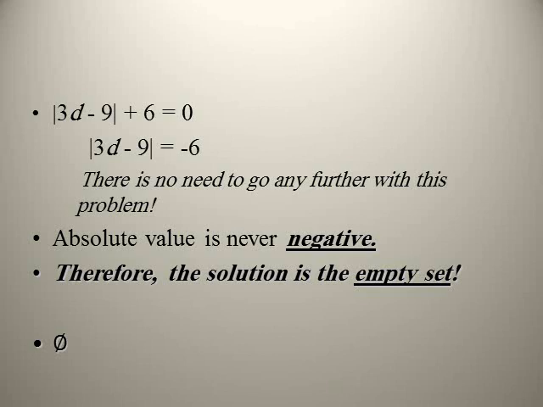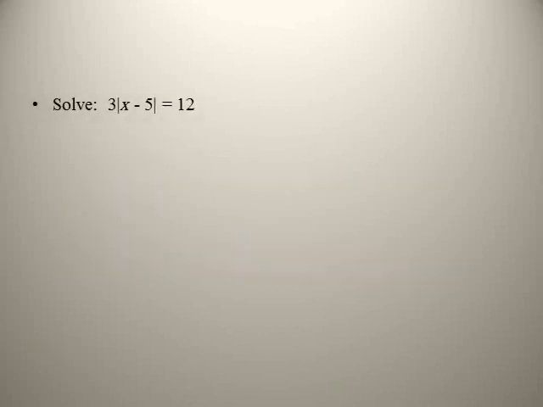That means number 5: 3 times absolute value of x minus 5 equals 12. First, remove this 3. It is multiplied, so I'm going to divide both sides by 3. So absolute value of x minus 5 equals 4. Finally, x minus 5 equals 4 or negative 4. That means x equals 9 or 1.